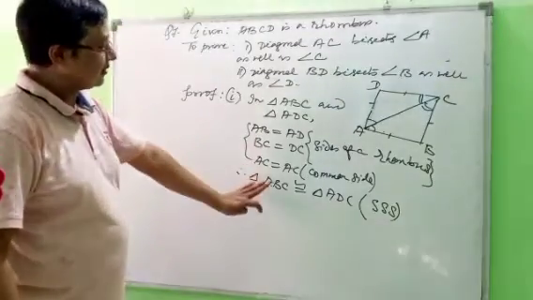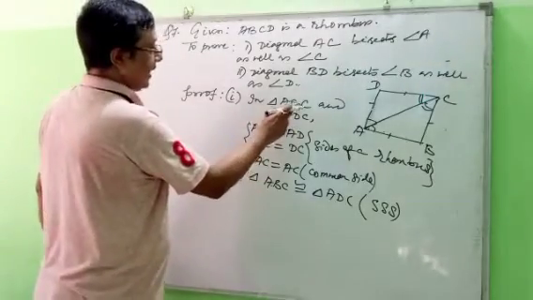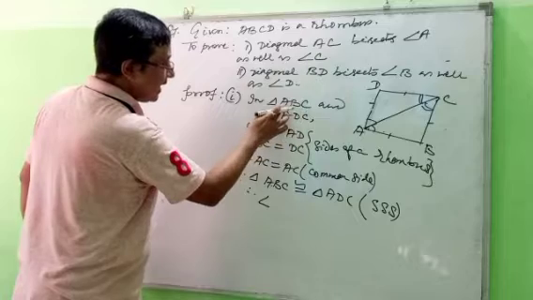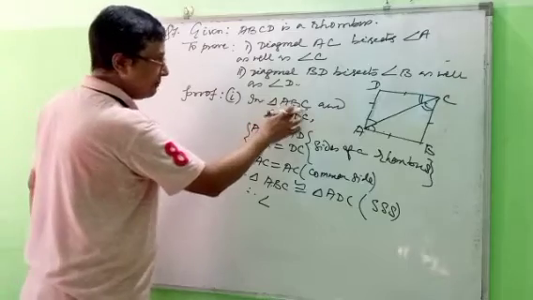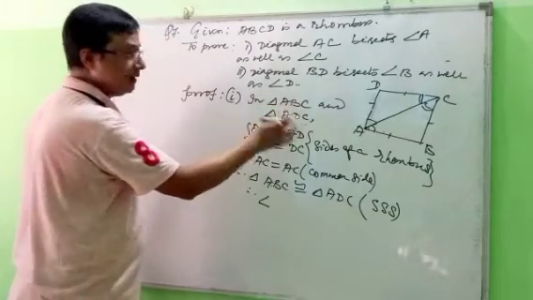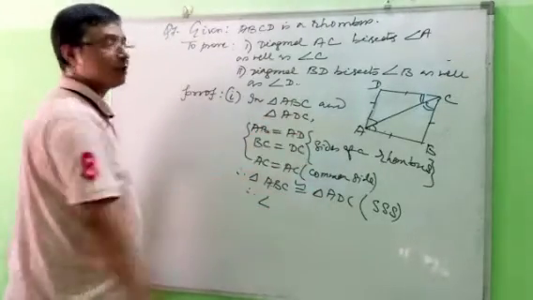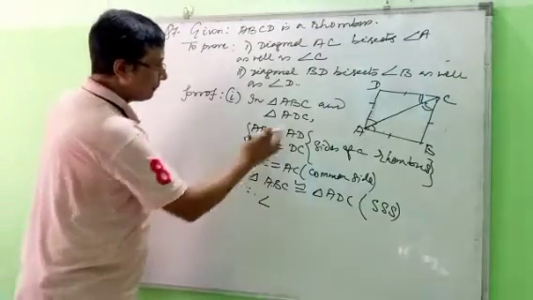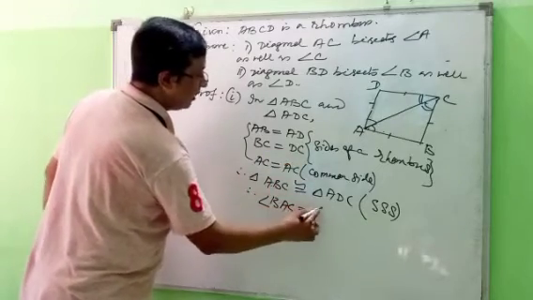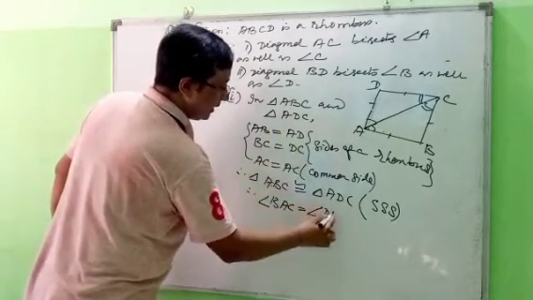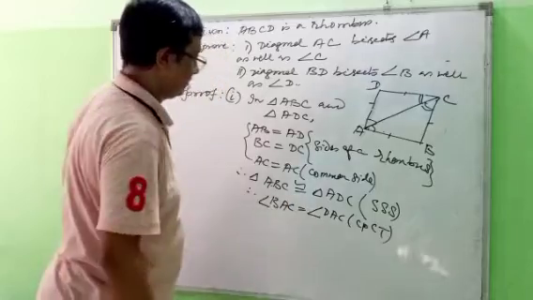As the two triangles are congruent, their corresponding angles are also equal. Therefore, angle BAC equals angle DAC, and angle BCA equals angle DCA. So the two triangles are congruent, so their corresponding angles are also equal. Angle BAC is equal to angle DAC, by corresponding parts of congruent triangles.